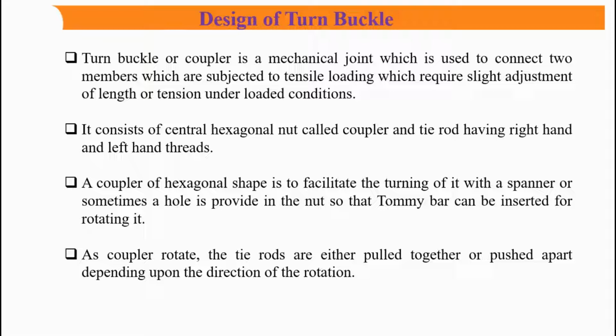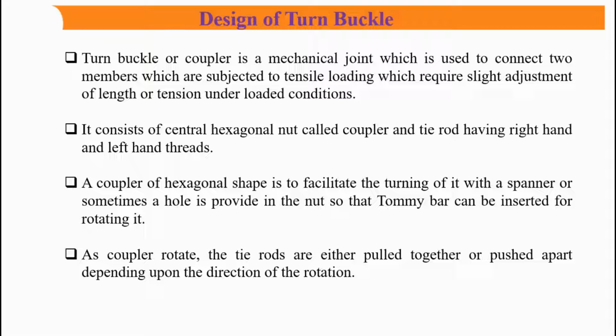that coupler. Okay, this is about the turnbuckle. So by this slide we can easily see why a turnbuckle is used. The turnbuckle is used to connect two members which are subjected to tensile loading, and the central hexagonal nut frame is called the coupler, and it consists of two tie rods having right-hand and left-hand threads, that we have seen in the figure diagram.